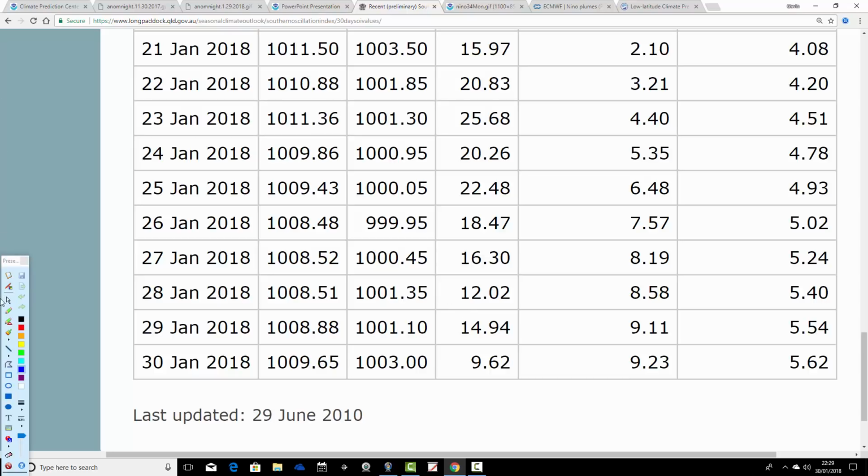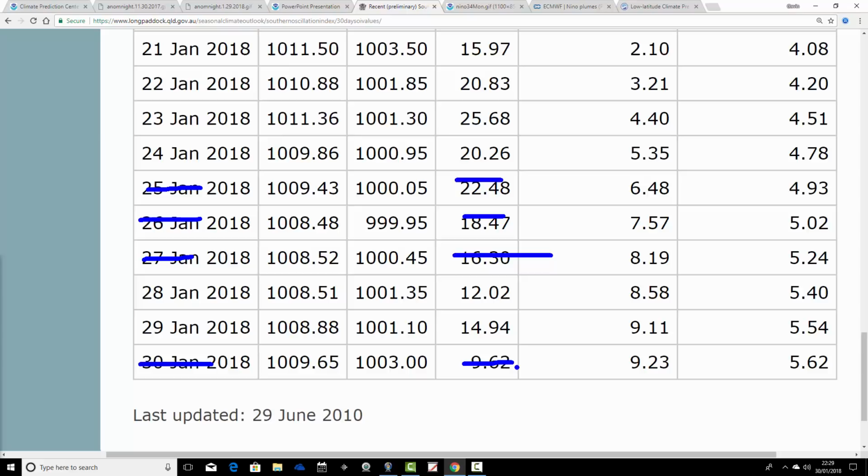So as we come down to the latest, we got the 25th of January at plus 22, the 26th at plus 18, 27th at plus 16, and the very latest, the 30th, at plus 9.62. So the SOI is still in a positive state, and it's telling us that the atmosphere in the Southern Ocean is still reflective of a La Nina type setup. And so we've got the atmosphere and the oceans coupled at the moment, and that's going to continue this La Nina further. So I don't see a dramatic sort of collapse of the La Nina.